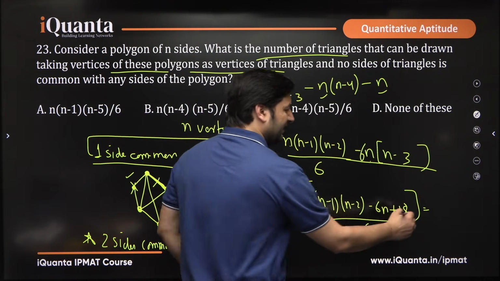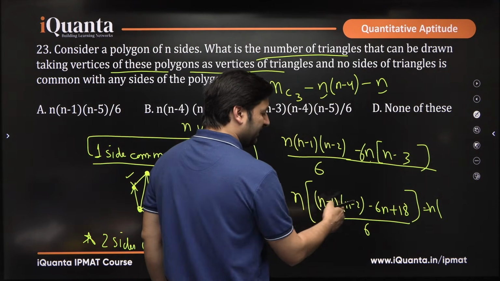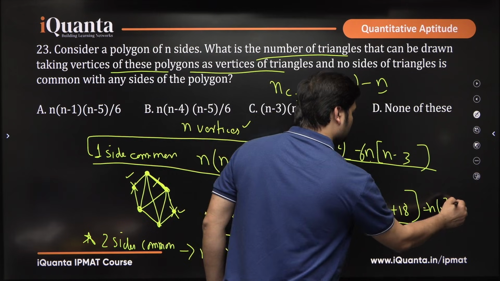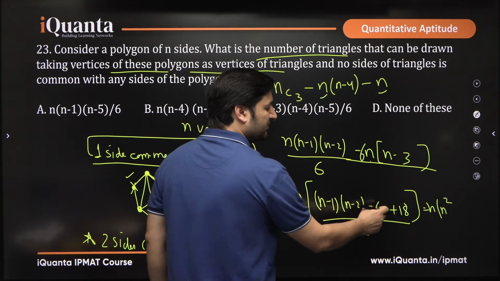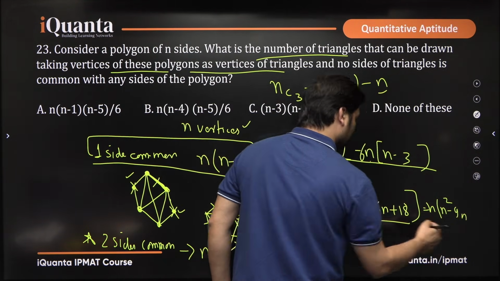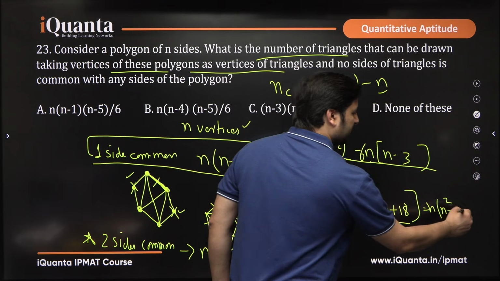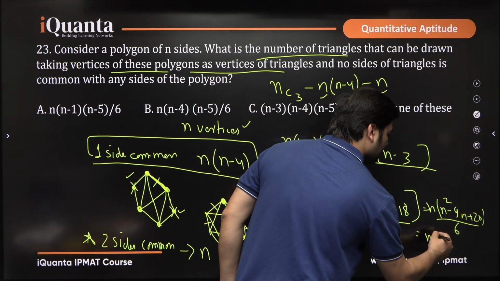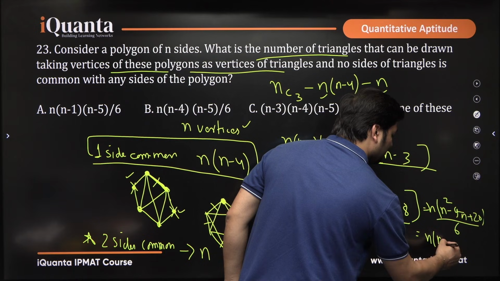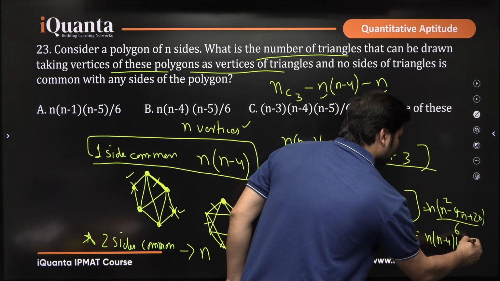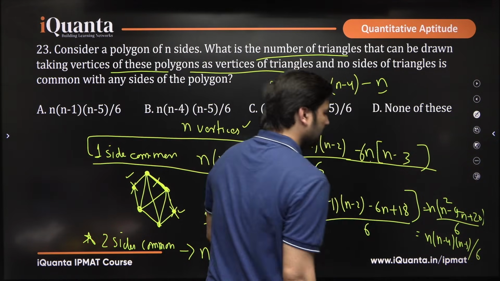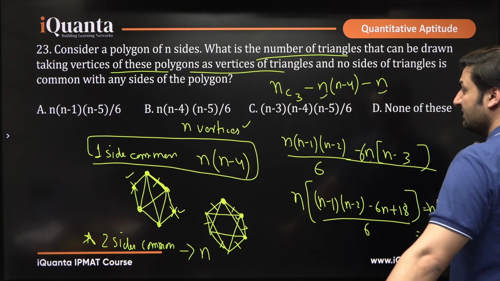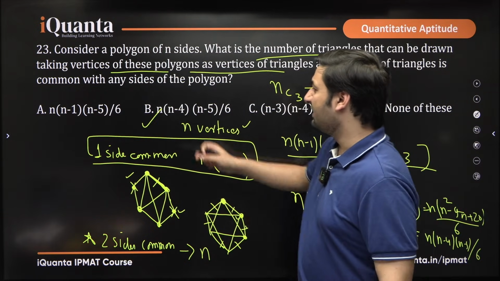You get this n. We have n into n square here. Then minus 3n minus 6n is minus 9n. Minus 1 into minus 2 is plus 2, plus 18 is plus 20, divided by 6. So that ultimately gives you n into, this can be factorized further, n into n minus 4 into n minus 5 divided by 6. Option B is my answer.